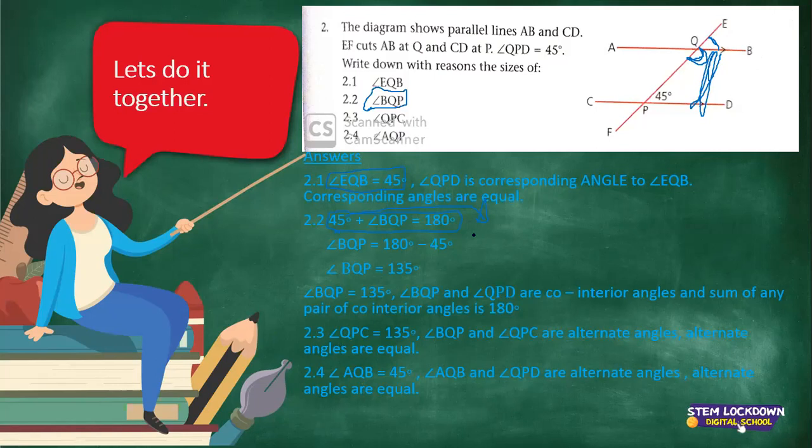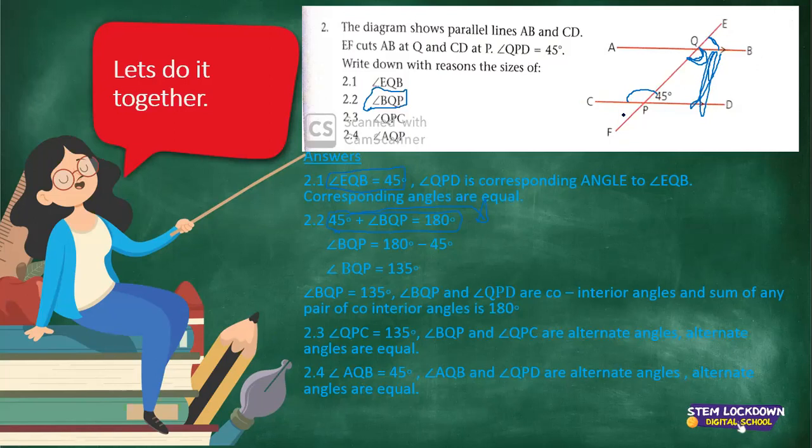So let's go to angle QPC before we can calculate. Angle QPC forms an angle just right here. All right, so angle QPC equals 135 degrees.